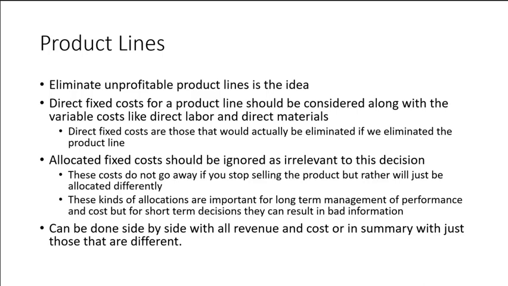The idea is to eliminate an unprofitable product line, one that is actually losing us money if that is happening. So we're looking at the direct fixed costs along with the variable costs like direct labor and direct materials. You're starting to see a pattern here. We are going to pay a lot more attention in these short-term decisions to our variable costs than our fixed costs. So we've got our variable costs, but we're also looking at direct fixed costs, the fixed costs that exist only because we have that particular product, that we could actually eliminate if we eliminated that product.